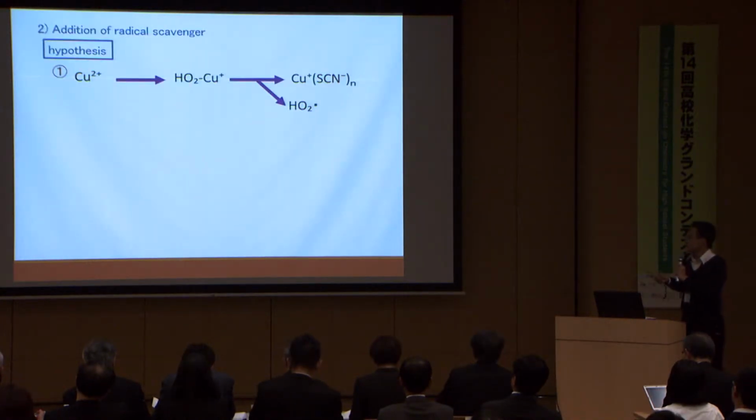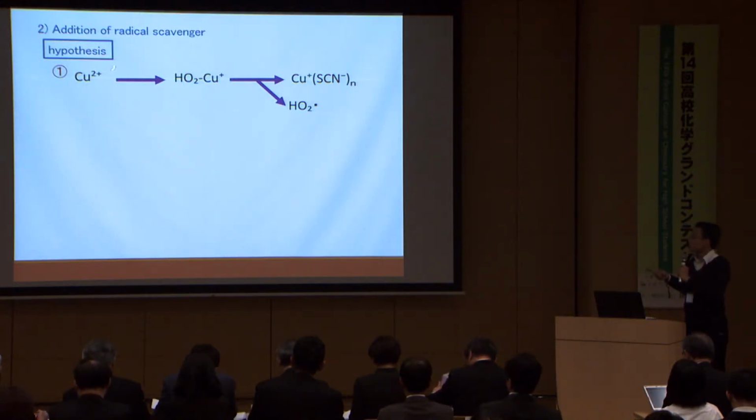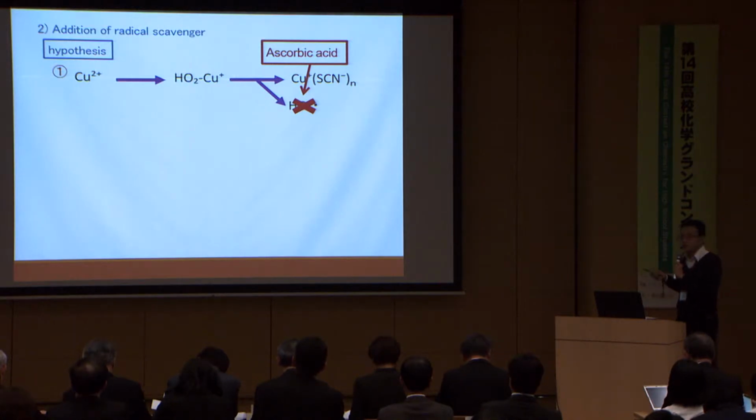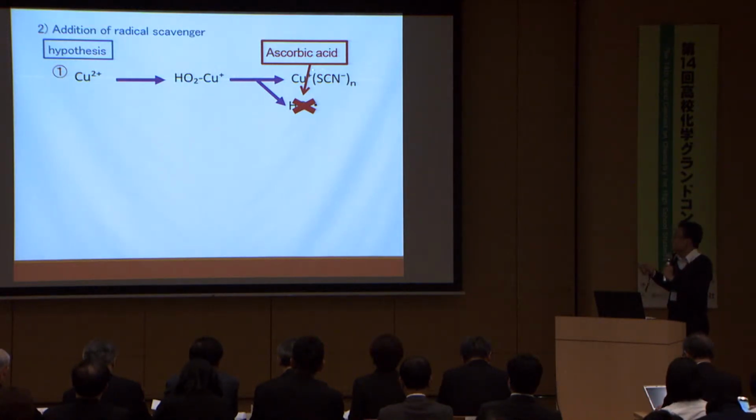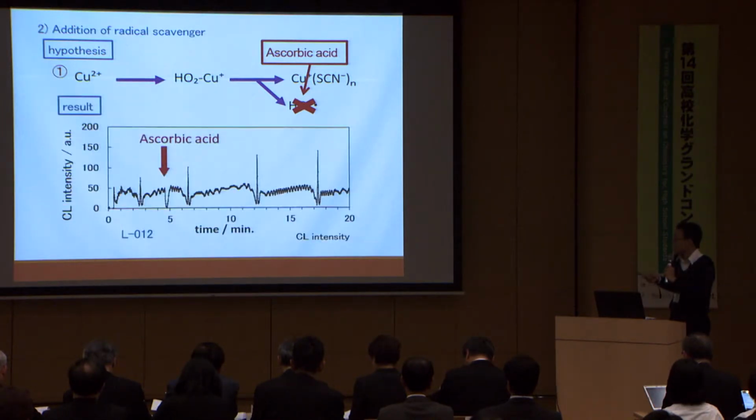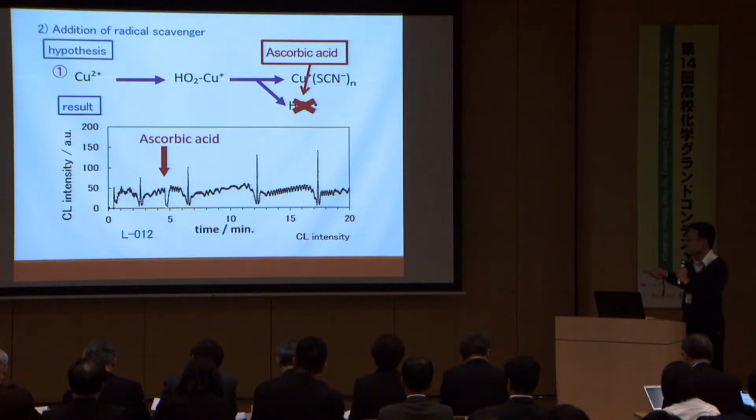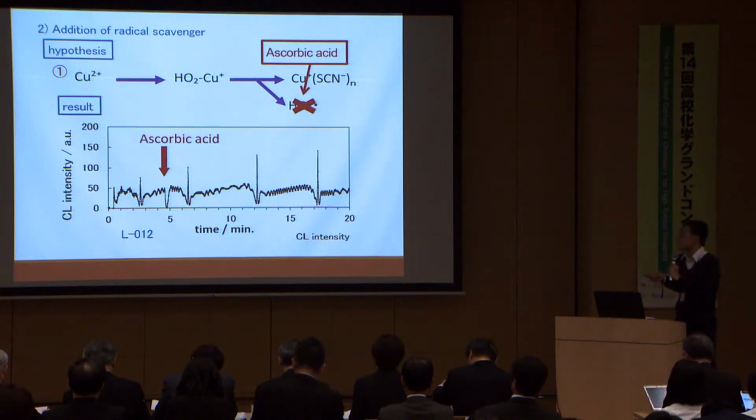So to prove that, we tried adding a radical scavenger while the chemiluminescence intensity was gradually increasing. If we add the ascorbic acid at that point, which kills the HO2 radical, the chemiluminescence intensity should decrease. And as a result, when we add the ascorbic acid, the chemiluminescence intensity has decreased, which means that this gradual increase may be caused by the generation of HO2 radical.